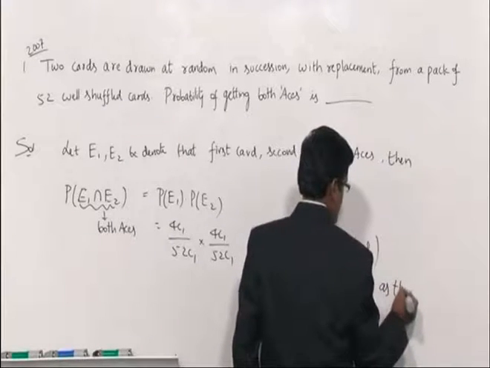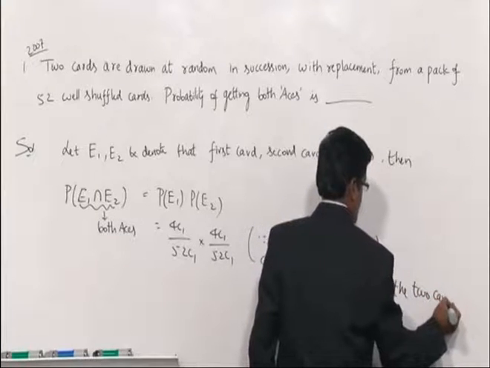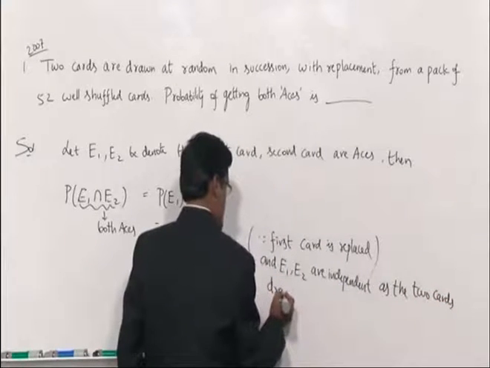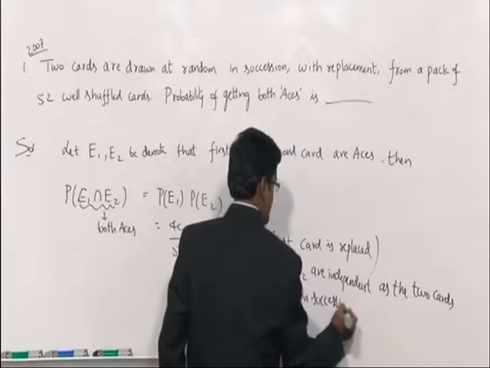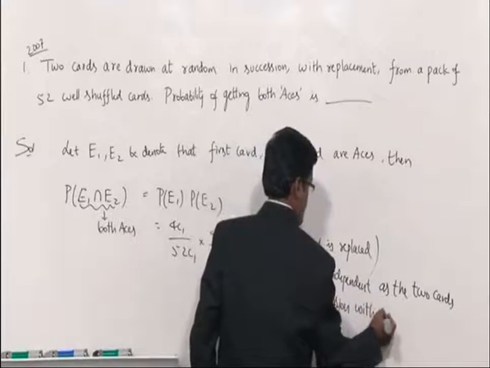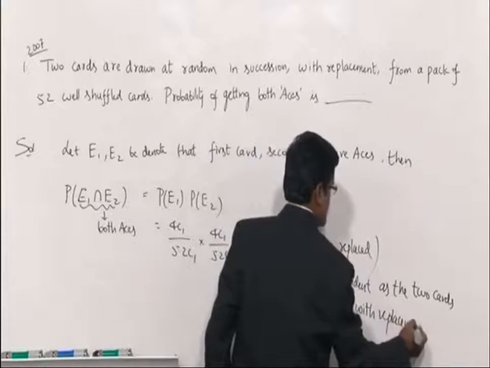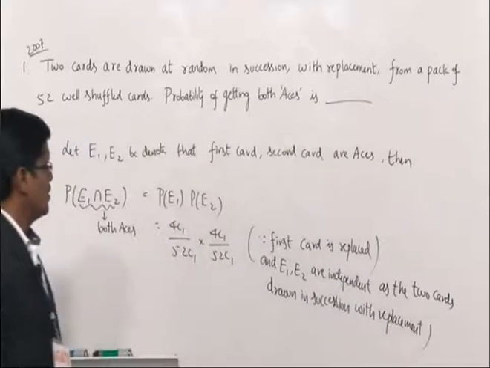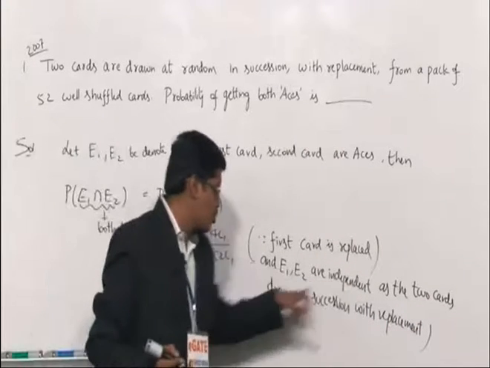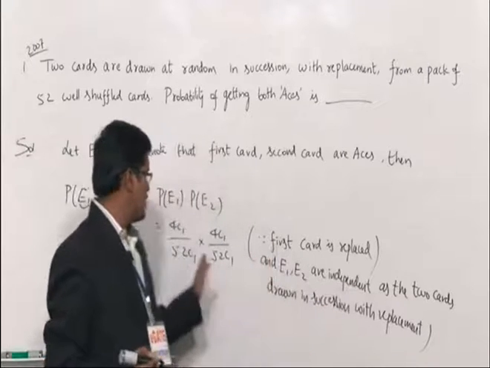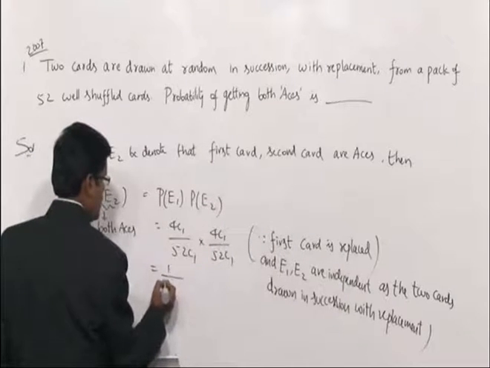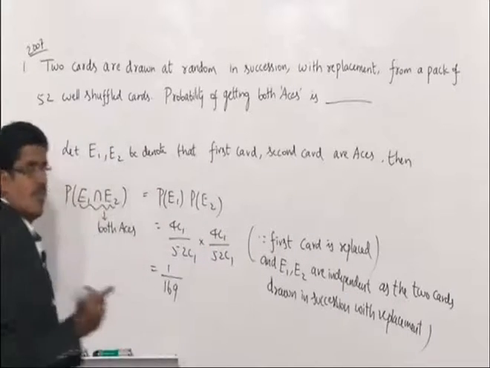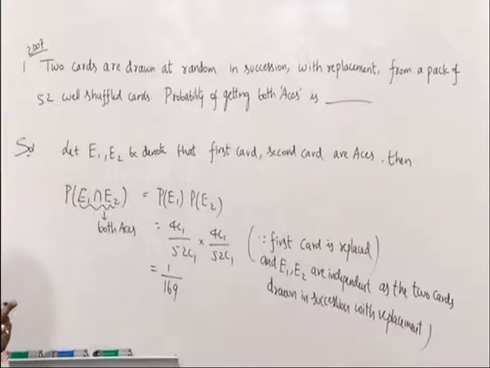As the two cards are drawn in succession with replacement. This is the reason, which is available in the question also. Because the product of the probabilities is independent as the two cards are drawn in succession with replacement. So here we got 4C1 again, because the first card is replaced. So this simplifies to 1 by 169. 4 by 52 means 1 by 13, and 1 by 13 times 1 by 13 is 1 by 169. Next.